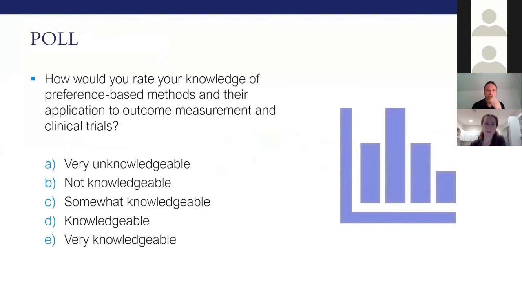Okay, so we want to start with a poll, just to gauge people's knowledge of preference-based methods. The question is, how would you rate your knowledge of preference-based methods and their application to outcome measurement and clinical trials? Very unknowledgeable is at the top, and very knowledgeable as well.